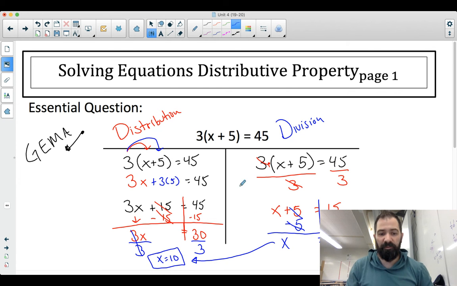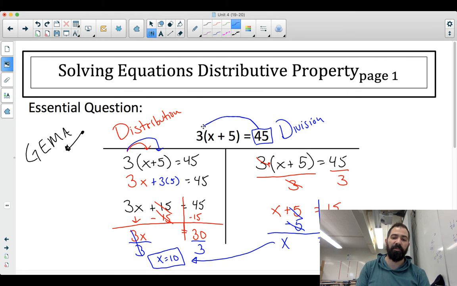Okay, obviously fewer steps, fewer places to make mistakes. Big key here is you want to start by dividing the number to the right of the equal sign by the number outside the parenthesis. We're dividing 45 divided by 3. Hopefully that gives you a whole number. If it gives you a whole number, we're going to use division. If it doesn't, you've got to decide which way is going to be easier for you.